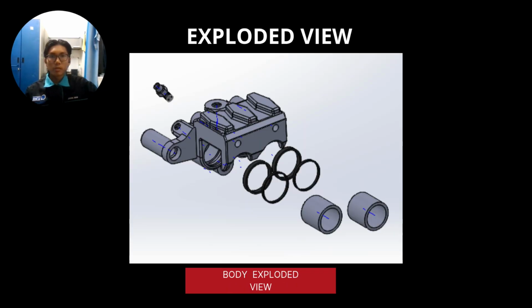So next is the exploded view for the body, which consists of the bleeding screw, which is on top here, and oil seal, oil seal 1 and oil seal 2. We have 4 in total because we have 2 brake pistons here. Why do we have 2 brake pistons here? Because this is actually the 2-port caliper.